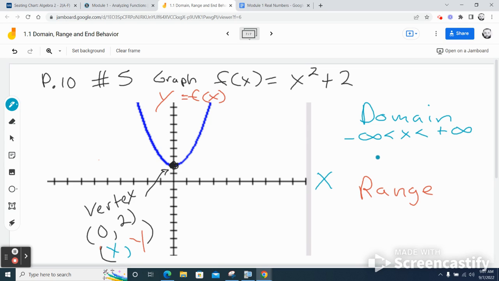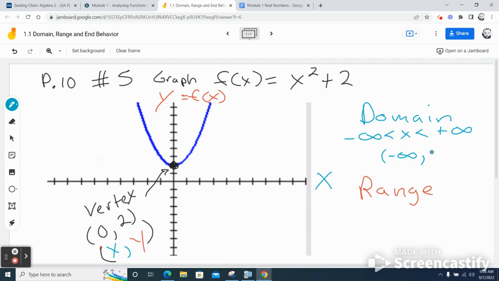How do I write that in interval notation? First of all, do I use a bracket or parentheses? Parentheses. How come? There's no equal sign. Good.